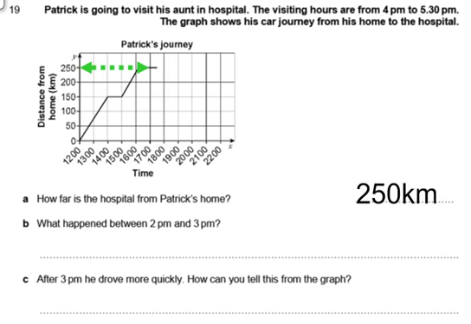So between 2 p.m. and 3 p.m. you will see that there's just a flat horizontal line, which means that the distance didn't increase, the distance stayed the same. So if we were explaining in words what's happened, we could say that he stopped for a rest, he stopped moving, something like that.